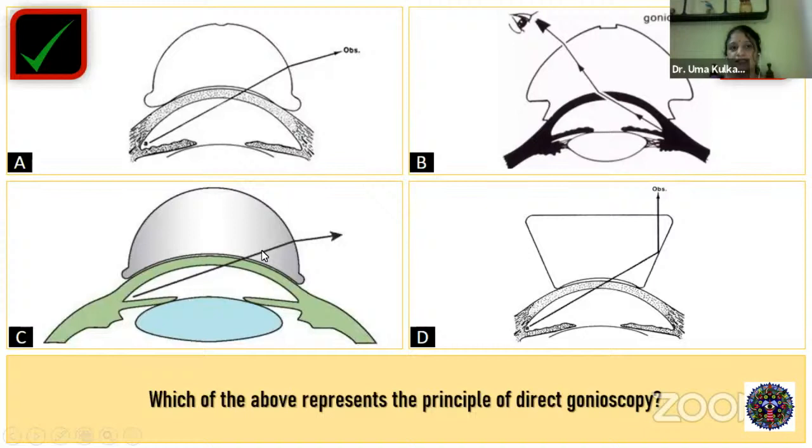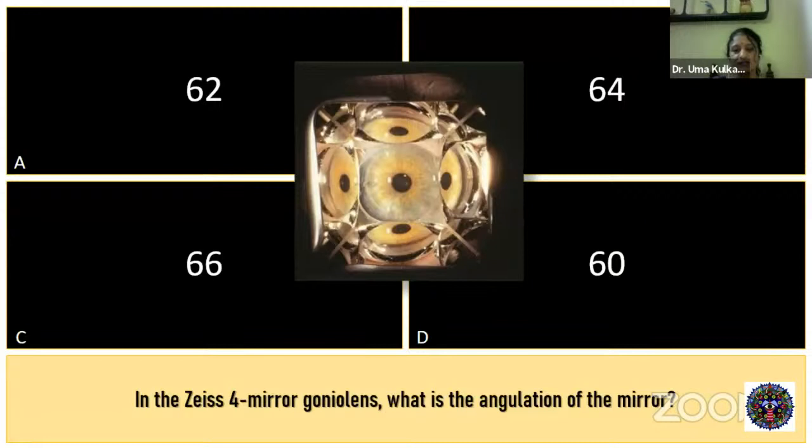So this is the Zeiss 4-mirror gonio lens. What is the angulation of the mirror? Yes, 64. Very easy to remember. 46 is the critical angle, 64 is the angle in this. Most of the lenses have angulations in the range of 59 to 62 to 64. So the 4-mirror has got 64.